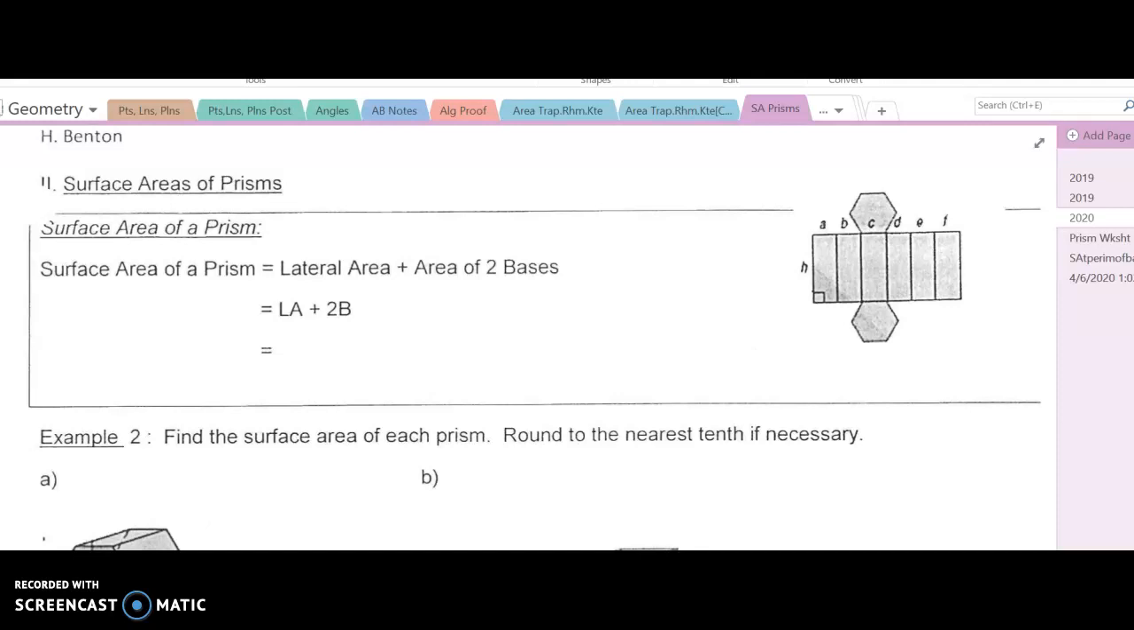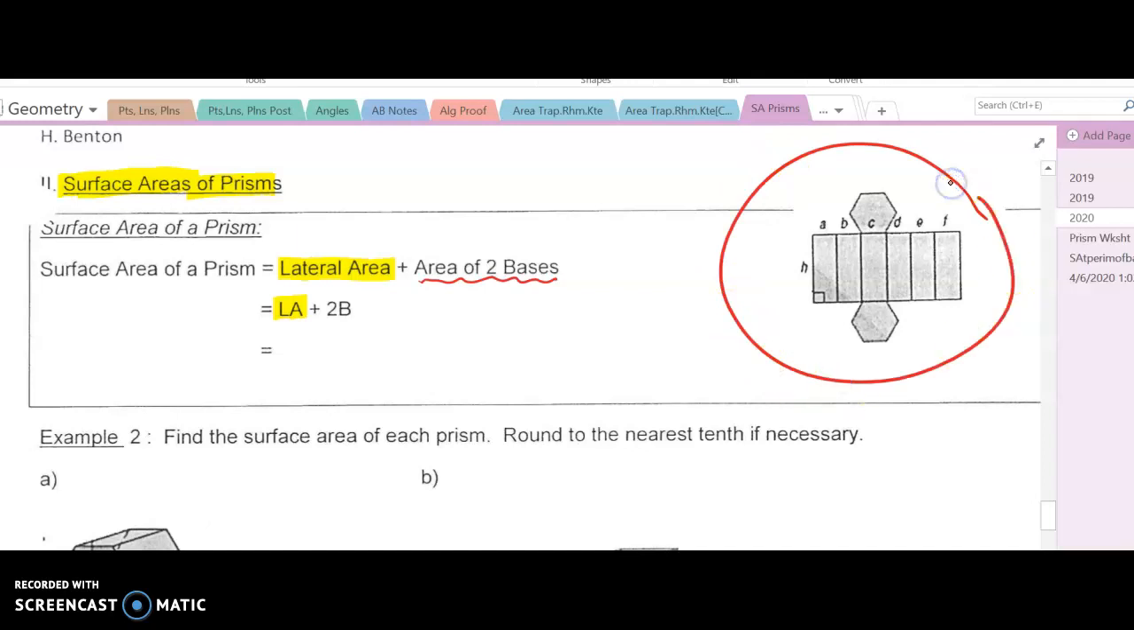Okay, so now we're ready to talk about total surface area of prisms. What we've been doing so far was just the lateral area. So now we're ready to add to that the area of both bases, so we get the entire area of this entire figure, the whole surface area, everything that touches air.